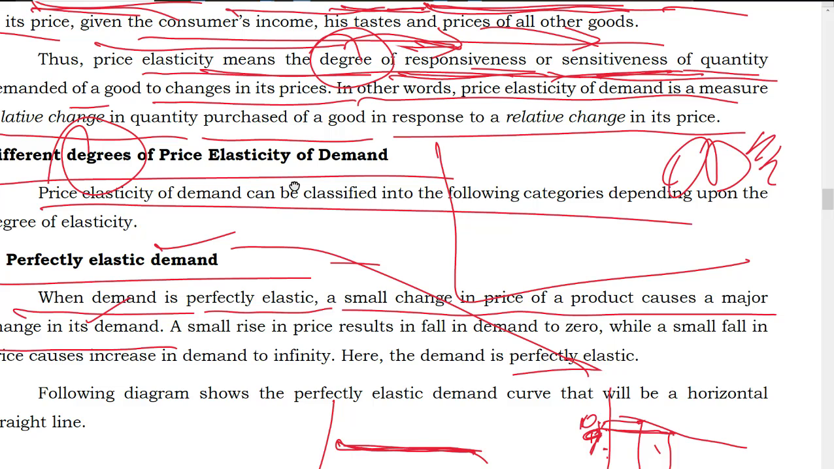Where when price changes slightly, what happens is demand changes infinitely. The demand curve is a horizontal straight line shape. When the demand is perfectly elastic, a small change in the price of a commodity causes a major change. A small rise in price results in a fall in demand to 0.